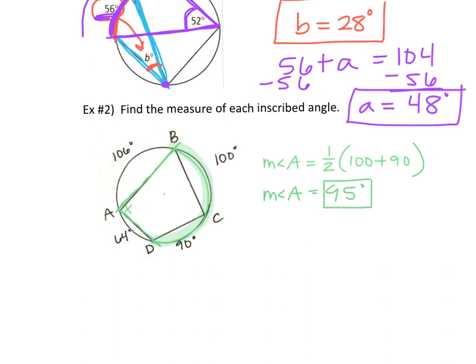Now let's look at angle B. Angle B goes here and here, which means its intercepted arc for angle B is here.